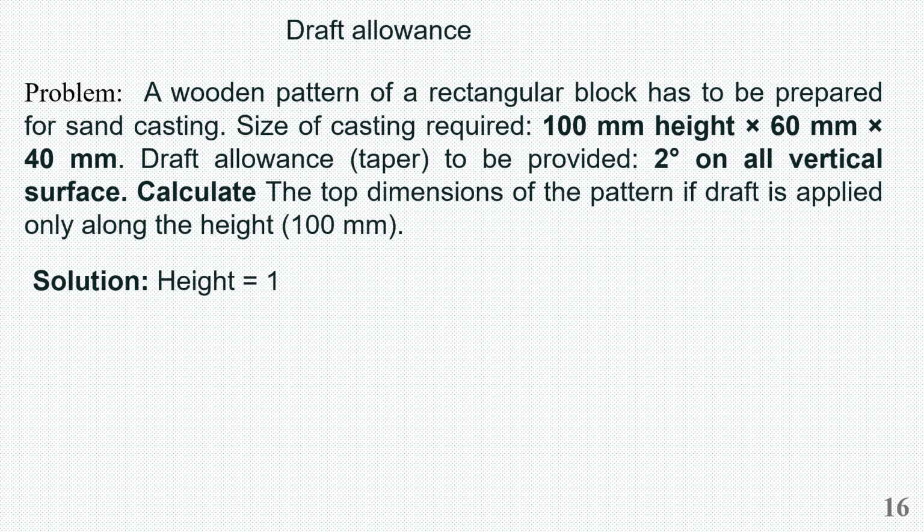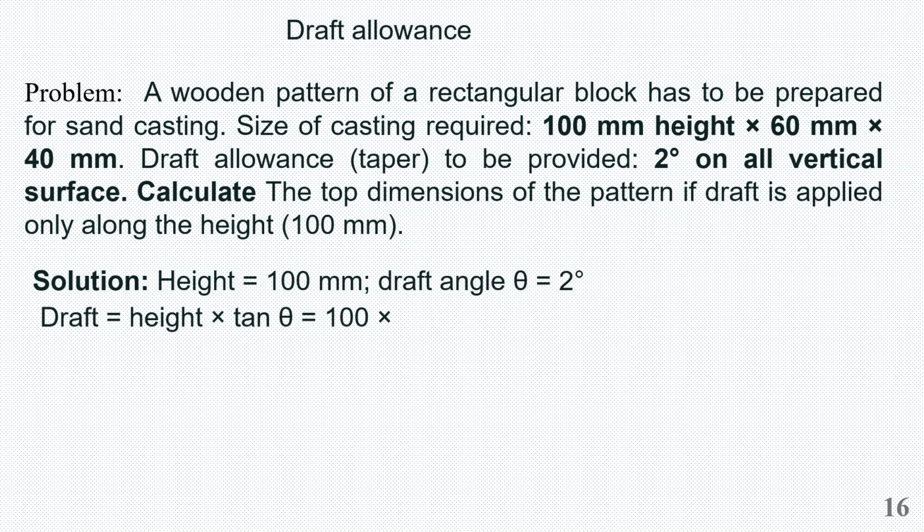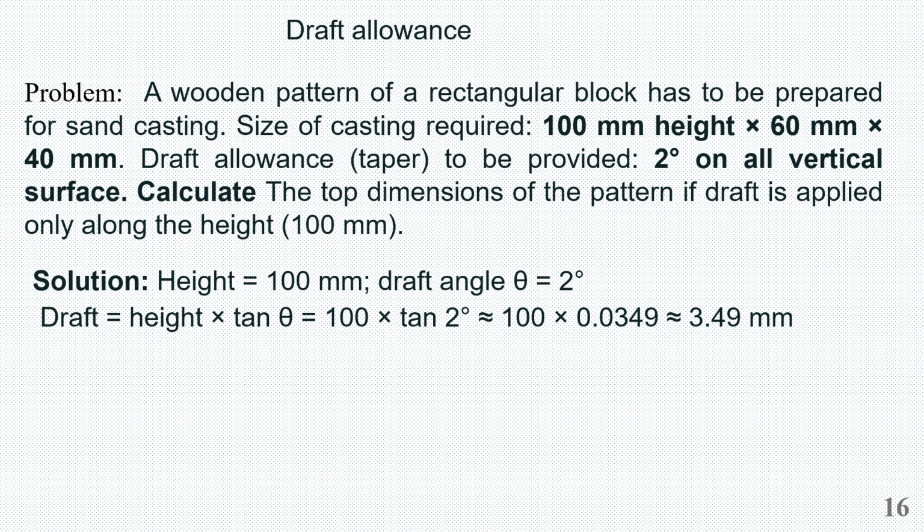So now let us see one problem on the draft allowance. A wooden pattern of a rectangular block has to be prepared for sand casting. The size of the casting required is 100 mm height, 60 mm by 40 mm. The draft allowance to be provided is 2 degrees on all the vertical surfaces. Then you can find out the top dimensions of the pattern if draft is applied only along the height of 100 mm. So the height is 100 mm and the draft angle is given as 2 degrees.